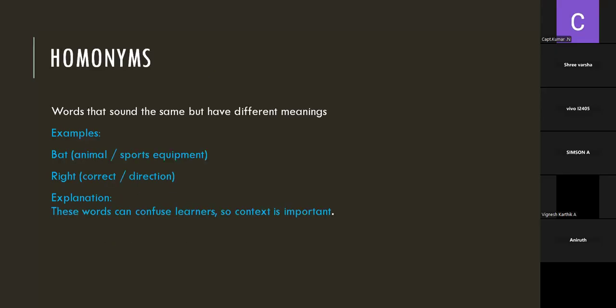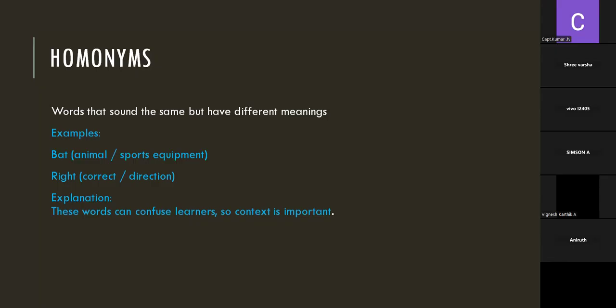That is homonyms. Words that sound the same but have different meanings. Now, guys, listen. It's a very important topic. We have to concentrate more on this. For example, bat: animal or sports equipment. Right? Correct. Or direction. These words can confuse learners, so context is important.